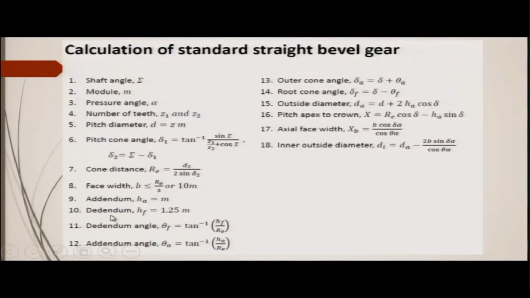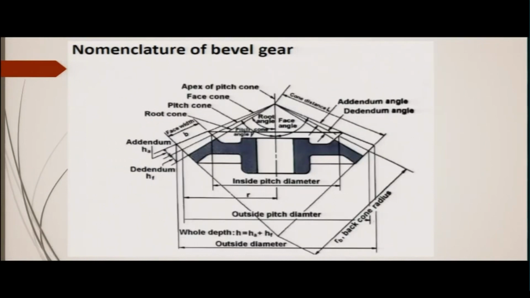This is what experimentally, or in practice, when the bevel gears work, from practical experience, we can say in one word: the addendum is the module and the dedendum is 1.25 module. Okay, so this is the important thing, that this is the module.